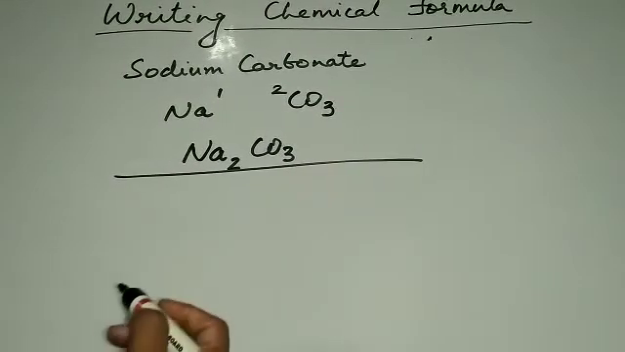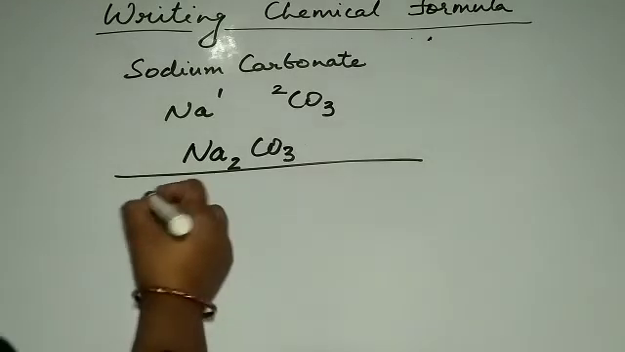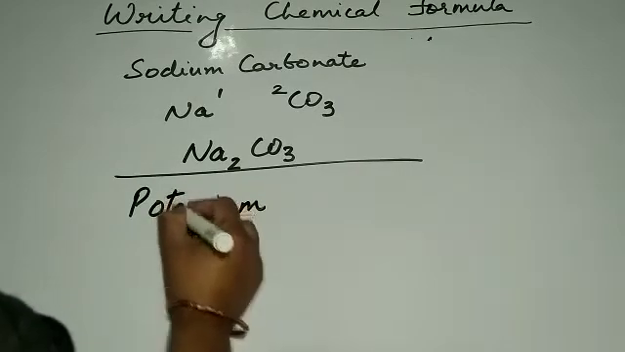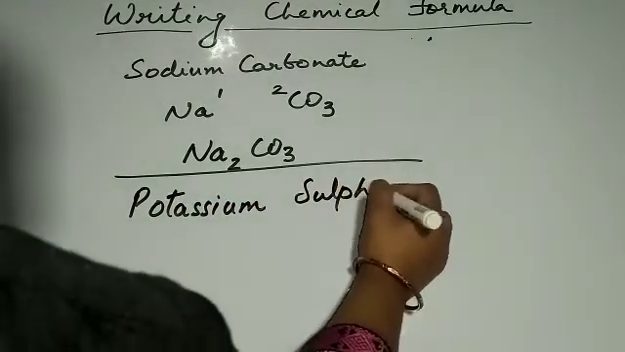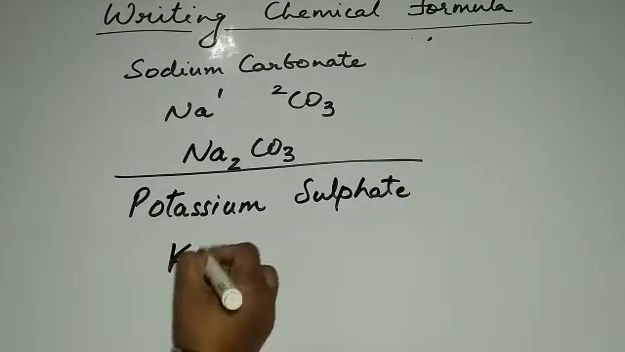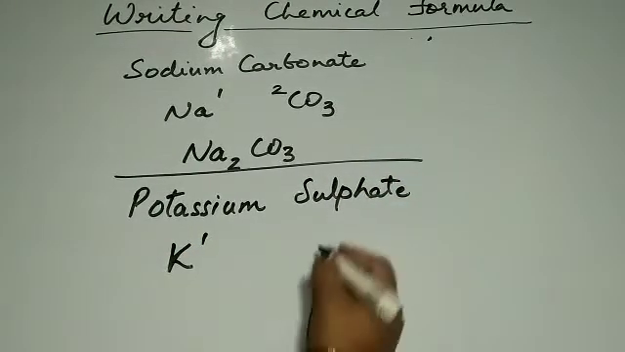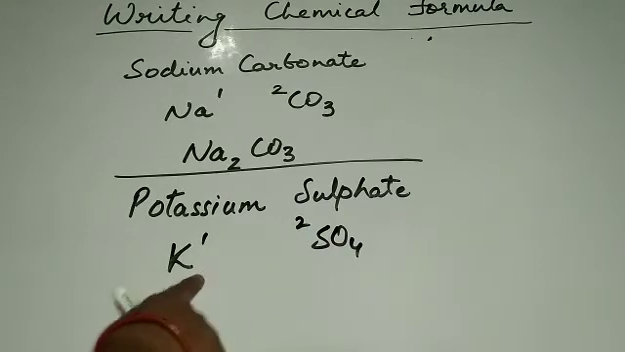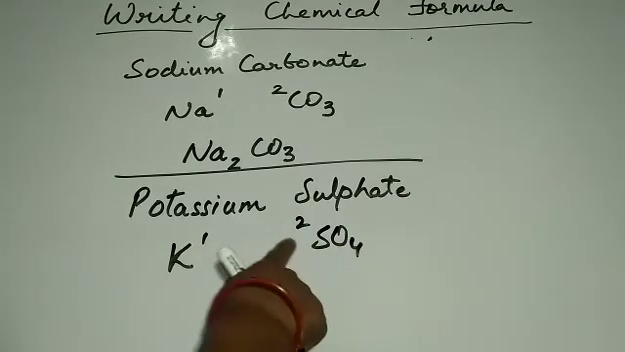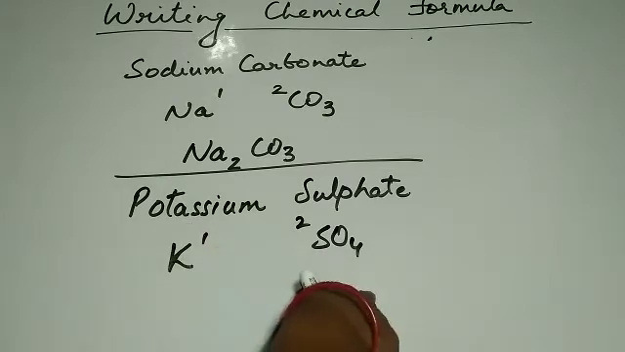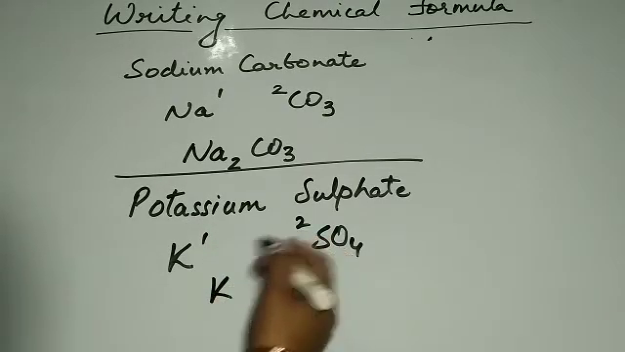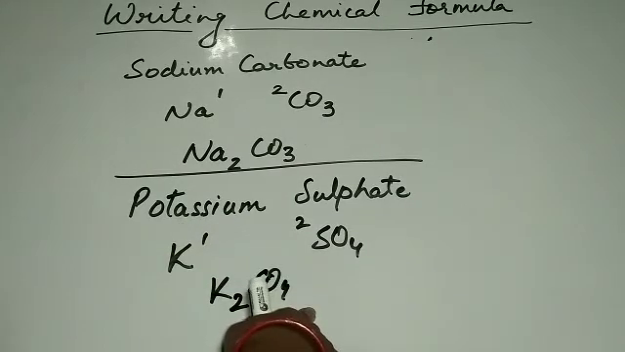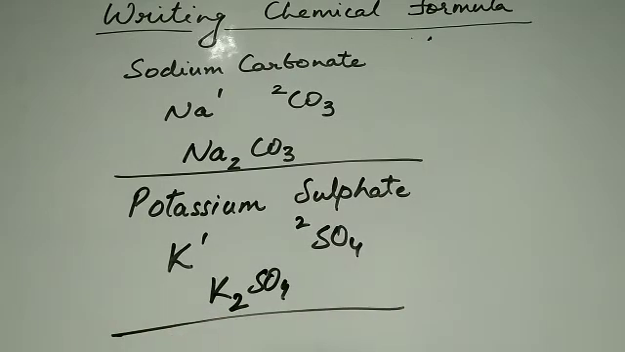If I take another example, let's say potassium sulfate. Potassium is K, valency is 1. Sulfate is SO4, valency is 2. 2 comes down here, 1 goes there. We cannot cut these two down to the least multiple, so directly we are going to crisscross them. The formula becomes K2 SO4. This 1 will be brought down, but we are not going to write it, so the formula becomes K2SO4.